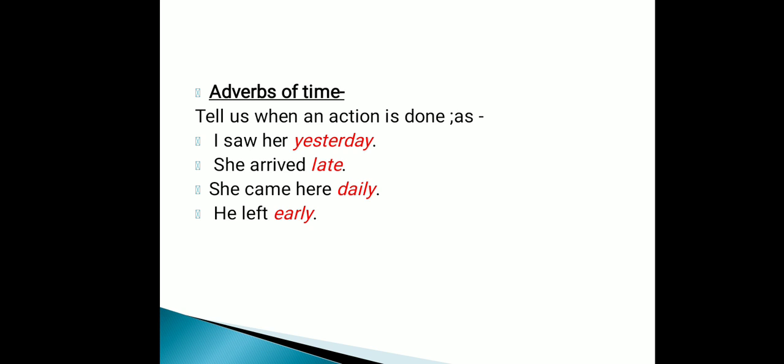He left. When he left? Early. So, yesterday, late, daily, early are the adverbs, and these are the adverbs of time. These examples are showing us when an action is done.